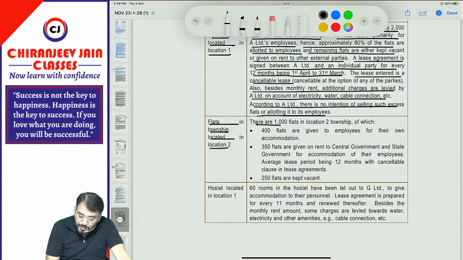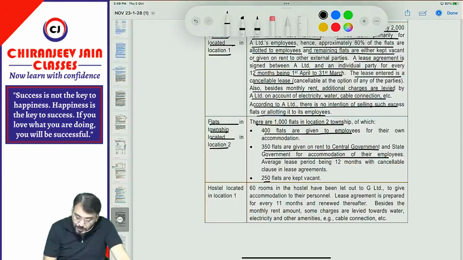Correct. There are 1000 flats in location 2, of which 400 flats are given to employees. So this will be classified as property, plant and equipment. 350 are given on rent to central government and state government for accommodation of their employees. This will be investment property. And 250 flats are kept vacant, and now they are vacant and nothing has been given.